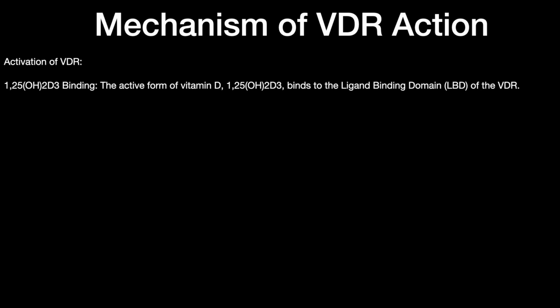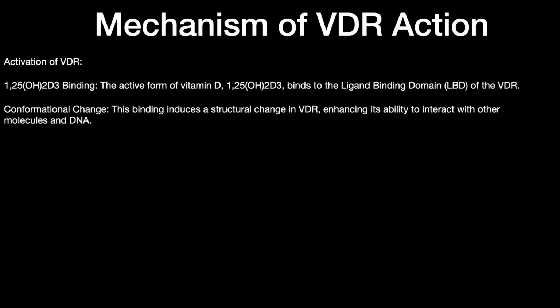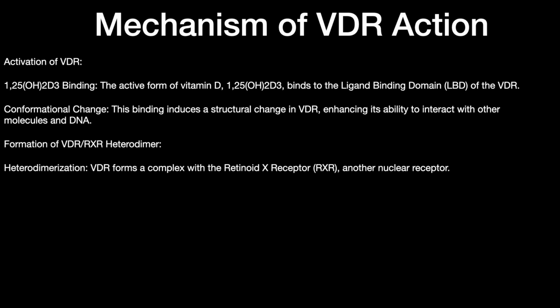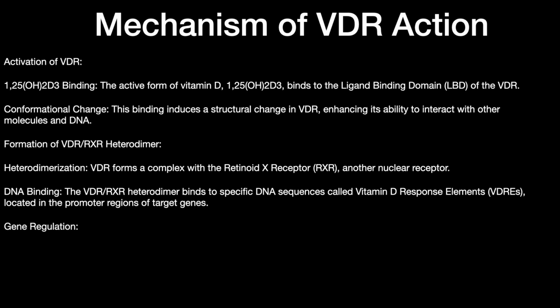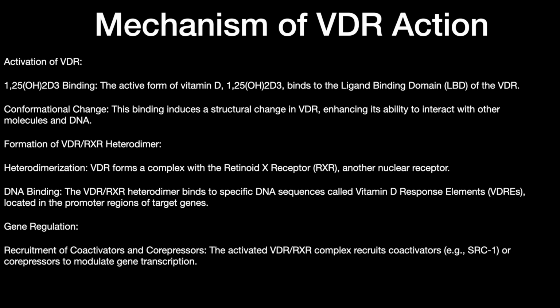Next is the mechanism of action of the vitamin D3 receptor. Now 1,25, the active form, binds to the ligand binding domain. The conformational changes that it brings about enhance the ability to interact with other molecules and DNA. Now the formation of the heterodimer with the retinoid receptor, another nuclear receptor. Then the DNA binding to specific DNA sequences called vitamin D response elements located in the promoter regions of the target genes. Next is the gene regulation, where there is co-activation and co-repression.